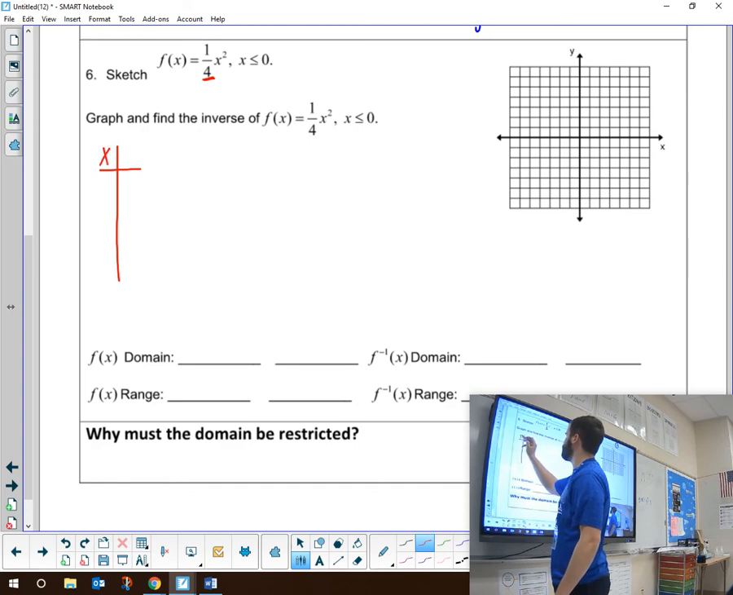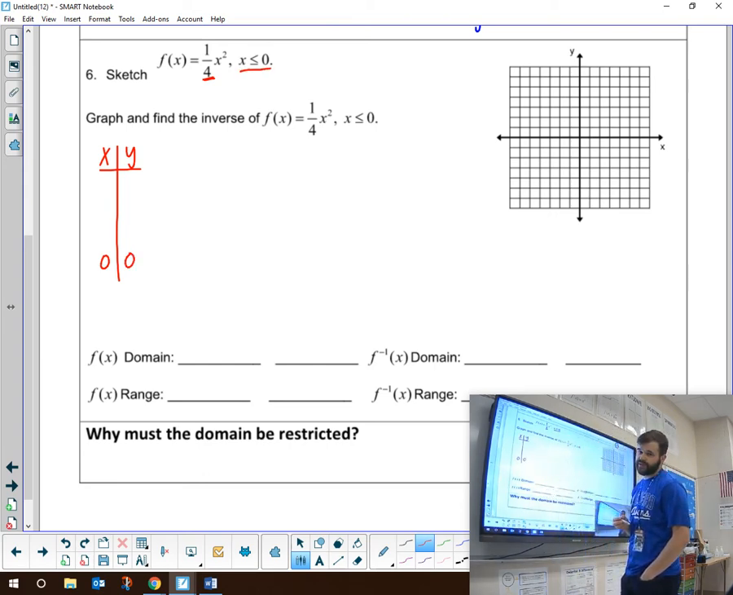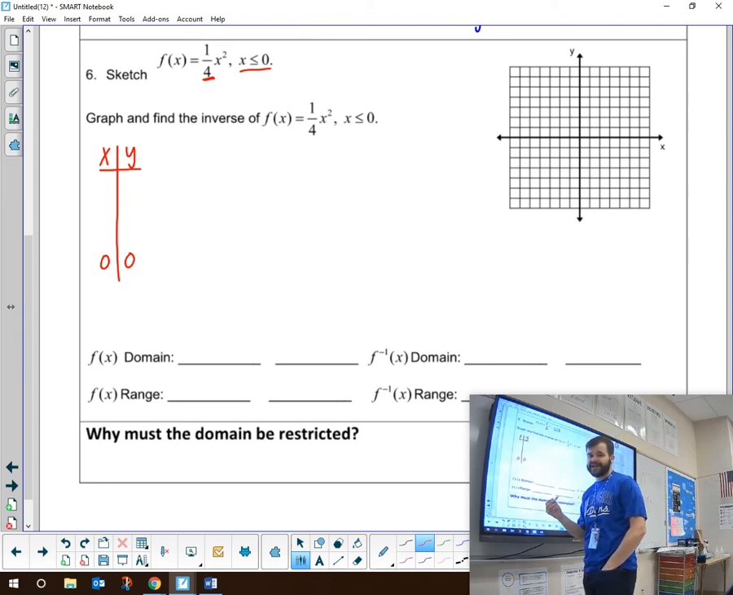First off, we're going to label my x and my y, and we have a point at (0, 0). We're going to pick points that are all less than or equal to 0. Okay, that's really important. So let's pick a point at -2. Negative 2 squared is 4, and 4 times a fourth is 1. Then let's pick a point at -4. Negative 4 squared is 16, and 16 times 1/4 is 4. So that gives us an idea of where we're at.